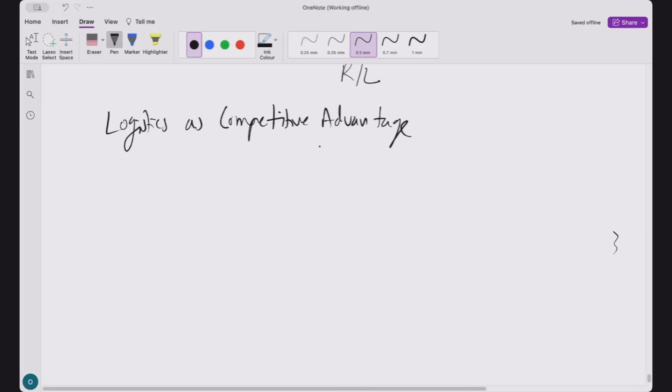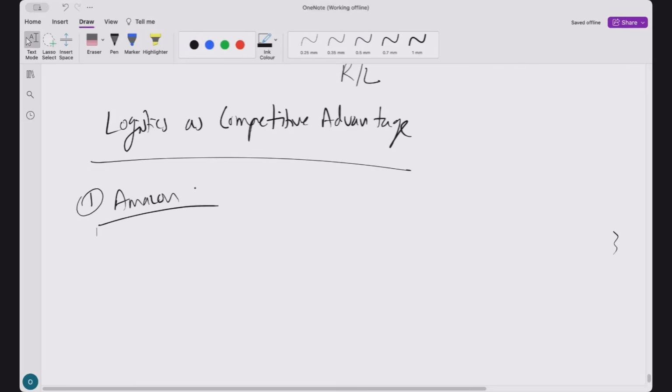Now let's talk about something really important, how logistics can make or break a company's success. And why do some companies dominate their industries? Is it just because they have better products? No. It's because they have superior logistics. Let me show you through examples. So, example 1, Amazon.